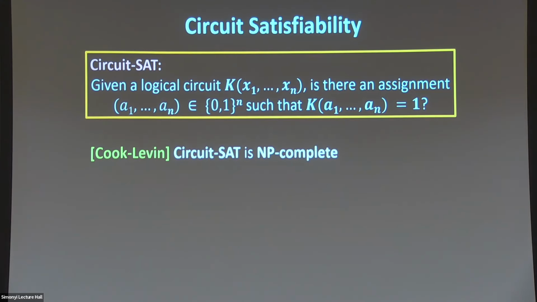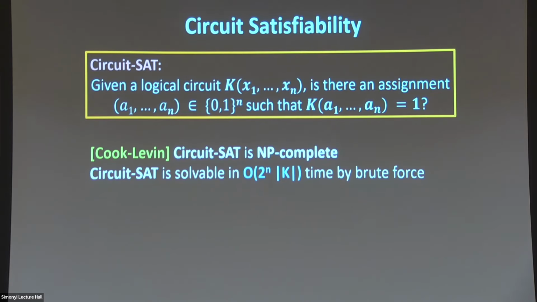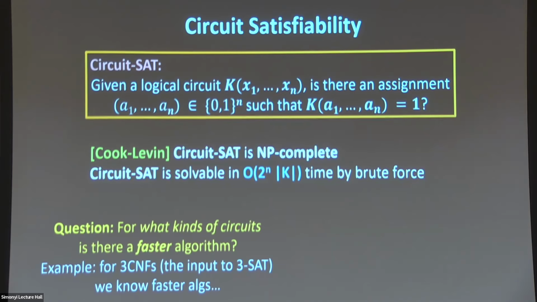And the Cook-Levin Theorem shows us this problem is NP-complete already for these funny CNF things, these ANDs of ORs. And of course, it can be solved by brute force. But the question is, so for what kinds of circuits? What kind of restrictions can I put on logic circuits so that I get a faster algorithm? Right? For K-CNFs and for general CNFs, the inputs to this KSAT problem, we know faster algorithms, right? We have very simple ones.